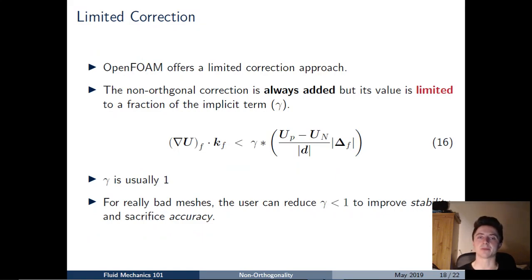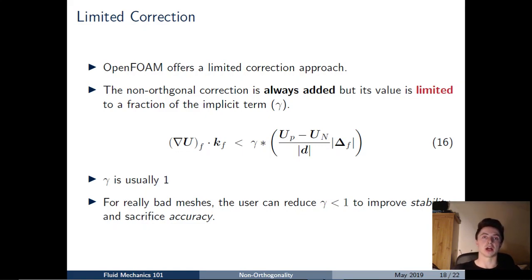So just a small side point now on the treatment of this non-orthogonal correction term that's used by OpenFOAM. OpenFOAM will always add the explicit non-orthogonal correction term to the set of equations. But what OpenFOAM will do is limit the value of that term so that it is smaller than the value of the implicit term, which improves stability.